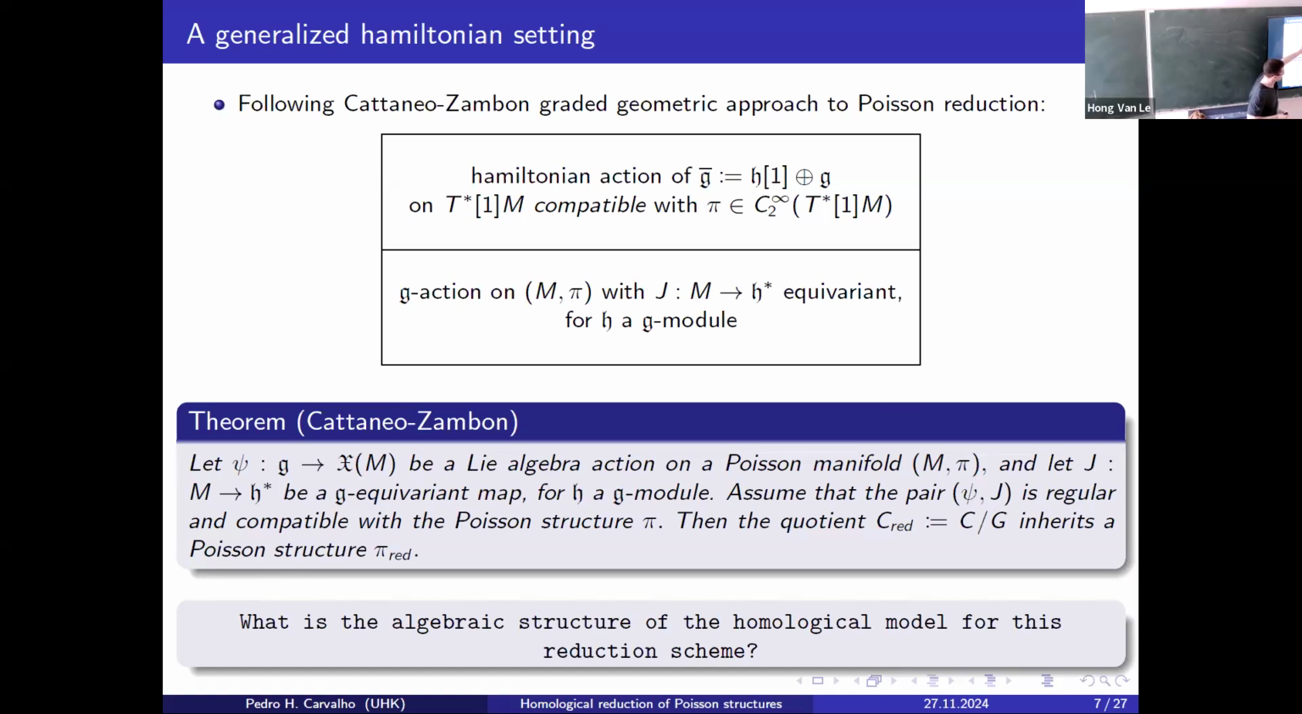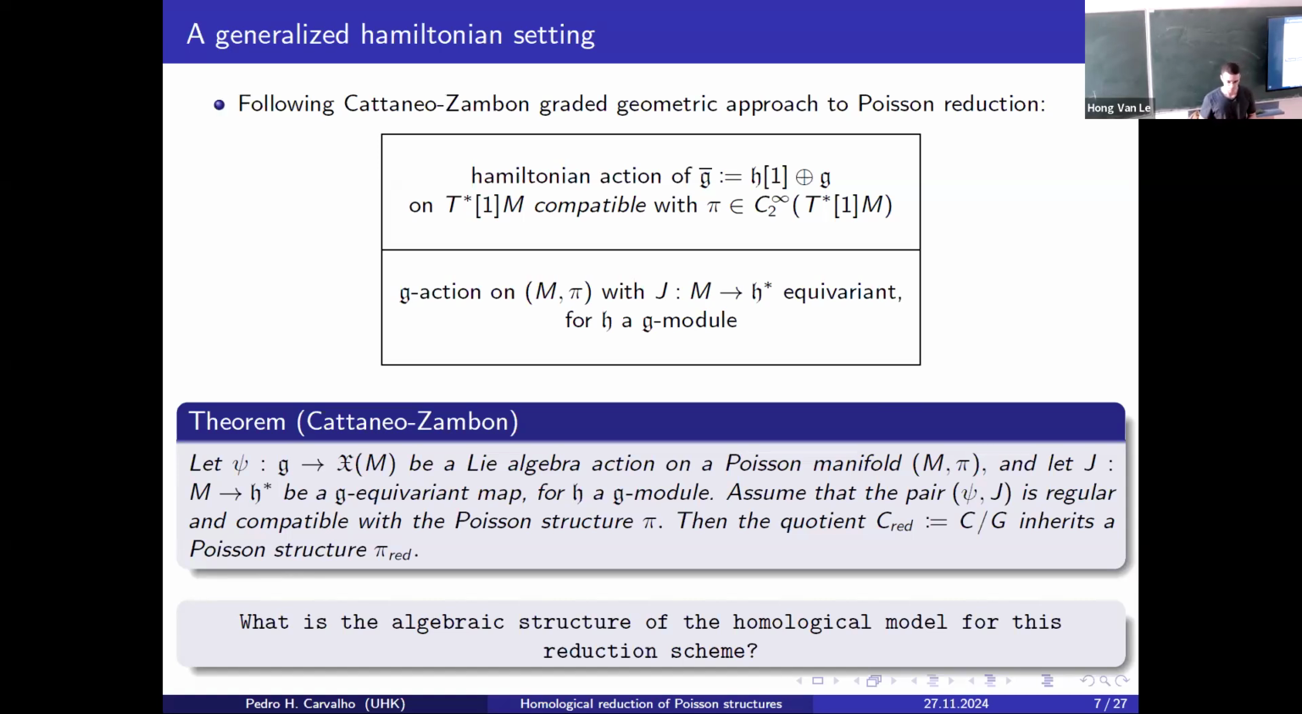It's not exactly clear how you should do the same construction that you do there. So what I'm going to do is homological reduction of the graded thing, and I will do something there to get the homological version of this result here. So I'm going to take the graded approach.